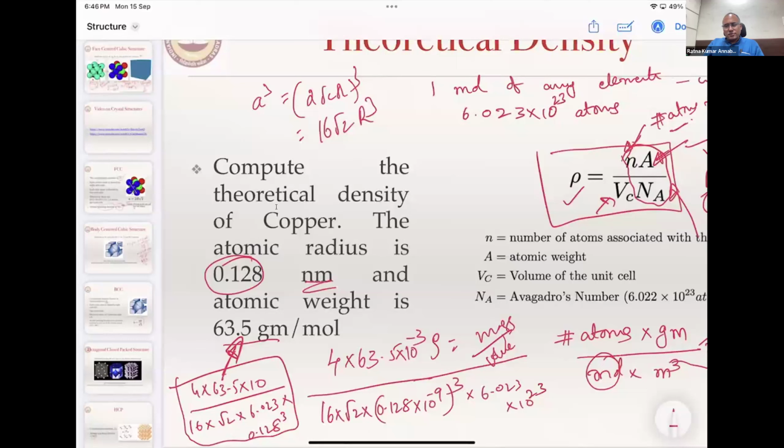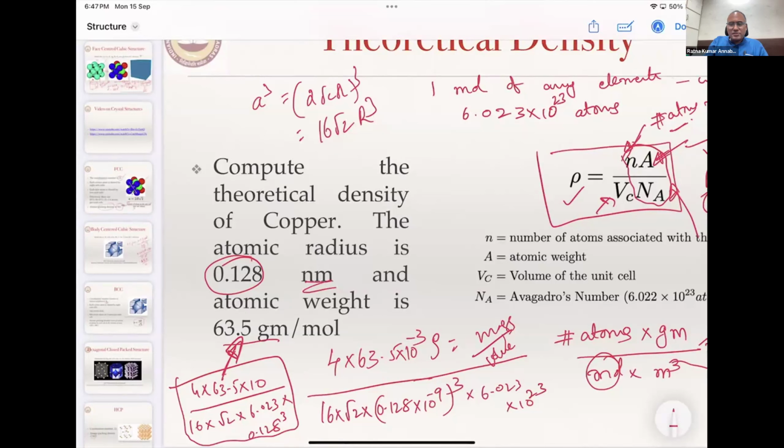But what you are getting? We are getting lower because it's theoretical. Why are you getting lower? Because of impurities, voids, imperfections. But theoretical density is what you have searched for, no? You have not searched for anything. So let us say your radius is 0.128 nanometers, right? Atomic weight is 63.5 gram per mole. That is 63.5 into 10 power minus 3 kg.